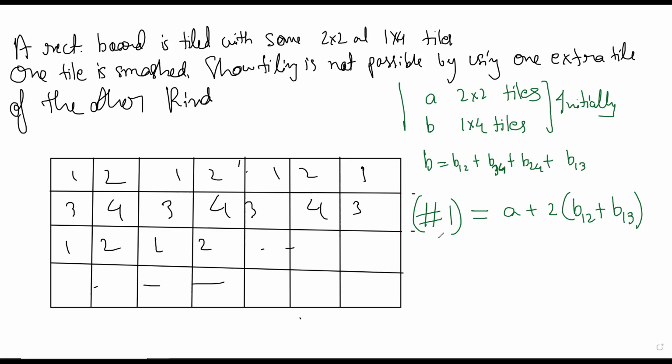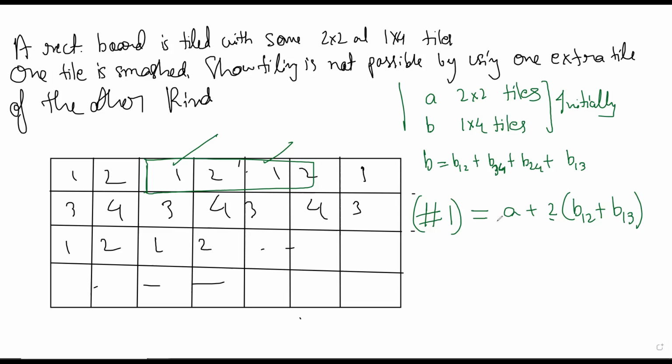Is this correct? So this number is the number of ones in the board. Right? So that I'm saying is equal to A plus 2 times this. Do you agree with this? Because in B12 and B13 it covers all the ones. B12 is that 1 by 4 tile which covers a 1, so it covers 2 ones. The contribution is 2. Similarly, B13 will also contribute 2.